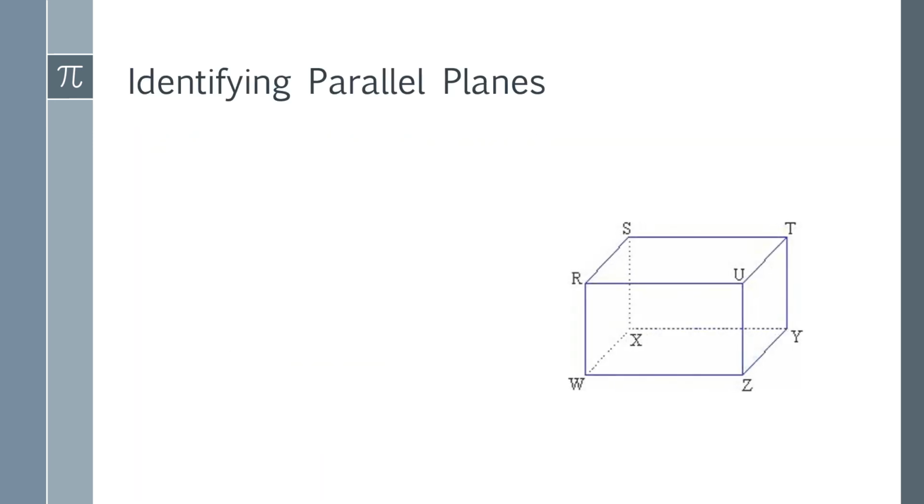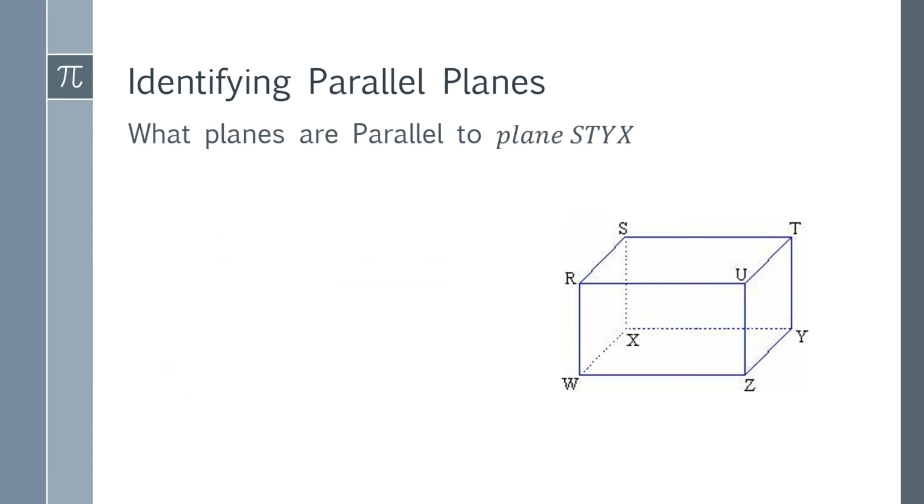All right, so let's take a look at our next little example here, which is parallel planes. So here is our visual. So what is a plane that is parallel to plane STYX? So STYX is this plane across the back of the box. So back here. So what plane is parallel to that? Well, that would be the front of the box. So RWZU.